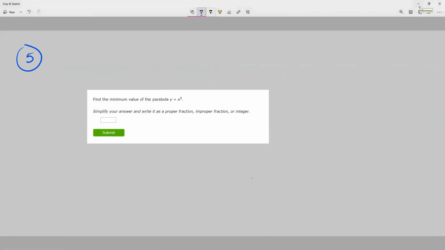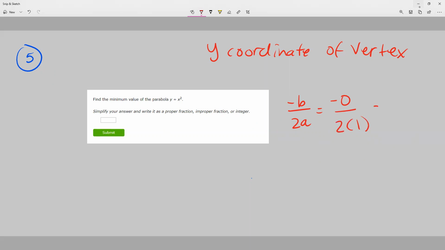All right, if I'm trying to find the minimum value, that's where I'm looking for the y coordinate. So that means I do have to do both steps. So negative b over 2a, this one doesn't even have a b, so it means it's 0. Negative 0 over 2 times 1, so 0. So my vertex is 0 something. So now if I plug in 0, 0 squared, that's easy, 0. So my vertex is just at 0, 0.